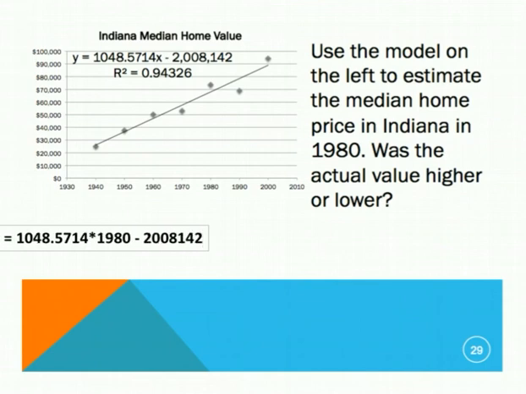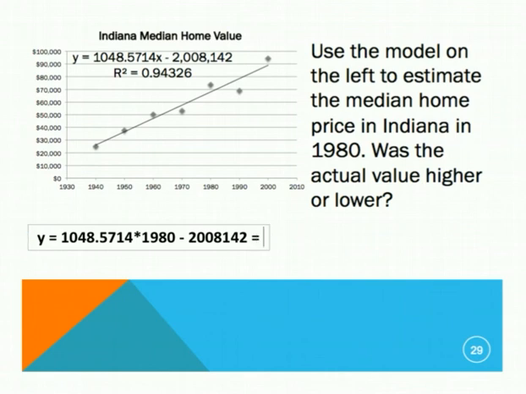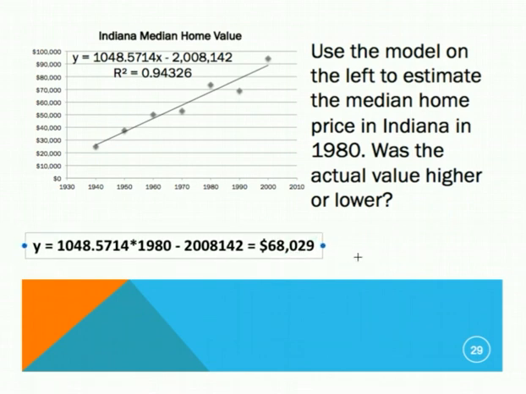2008142. Let's see. And I get a value of something like this. And then we'll make sure that this actually makes sense in just a second here. So I have 68,029 if I round to the nearest whole dollar. And then if we take a look at 1980 in our chart, I look right up here. Our line looks like it goes right below the 70,000, and I have a value of 68, which is really close. Okay, so that's my predicted value.